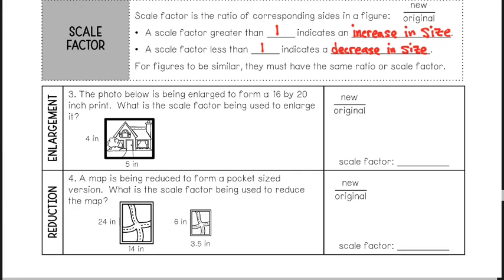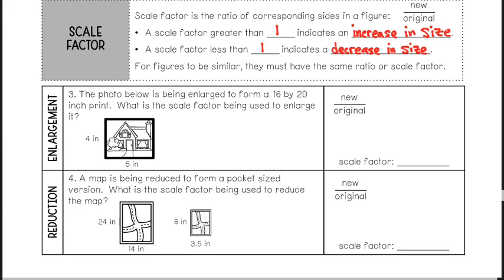Alright, so for number 3, we would take this information and notice that the photo is being enlarged. That means it's getting bigger, and it's going to form a 16 by 20. Right now, we have this 4 by 5, and we want to know what is the scale factor that made this go from this size of picture to a 16 by 20.